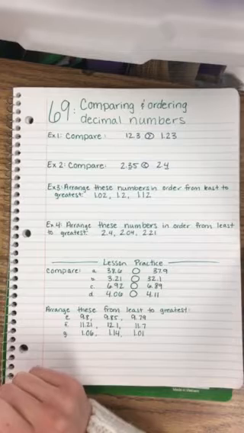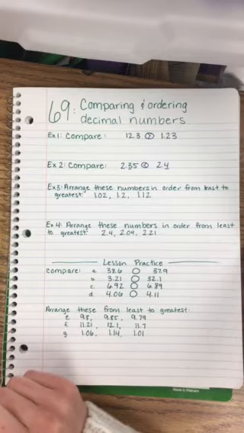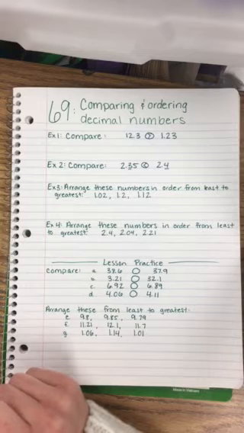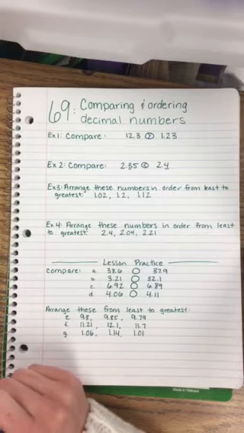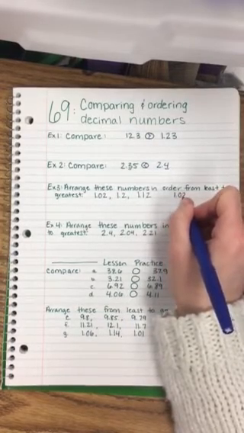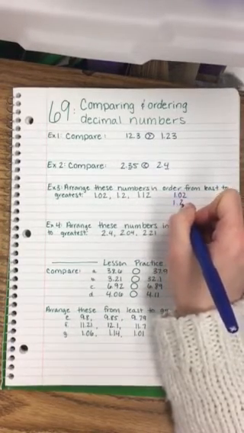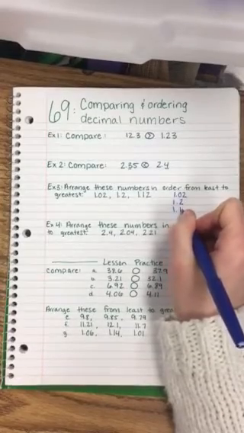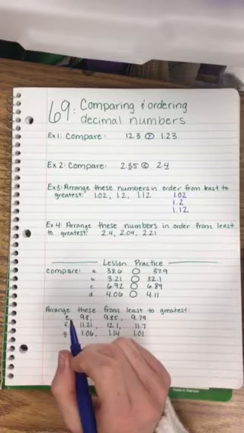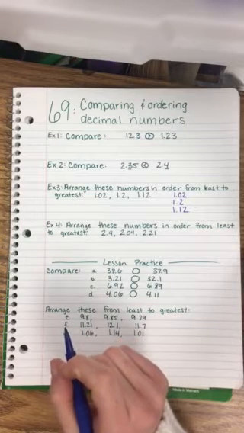Example 3. Arrange these numbers in order from least to greatest: 1.02, 1.2, and 1.12. Arranging the numbers vertically with the decimal points aligned can make it easier to determine. We compare the digits column by column. So to do that, you'd say 1.02, 1.2, and 1.12. The whole number part of each number is 1, so we need to compare the fraction parts.